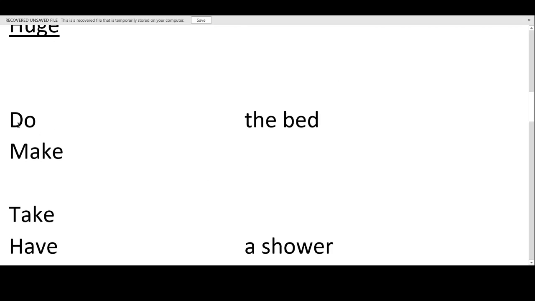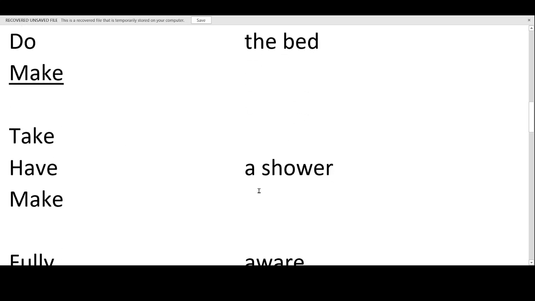Okay, so do and make. I mean, pretty much they mean the same thing. So do you say do the bed or make the bed? Well, you say make the bed. Okay. And there's not really much logic behind it. It's just a case of learning that this word kind of goes with this word. Como que esa palabra embona con esa otra.